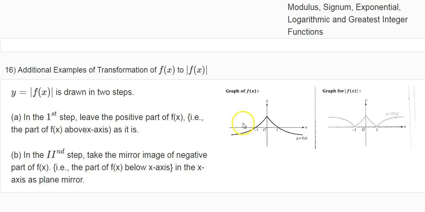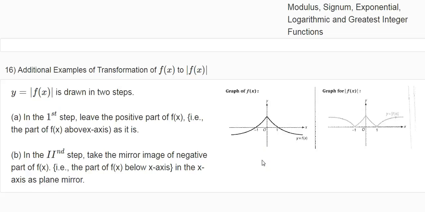So this point gets transformed to this point, and we get the transformed graph like this. So here is the final graph, which is above the x-axis because modulus of f(x) cannot be negative, and these portions are the mirror images of the portion where the value of y is negative.